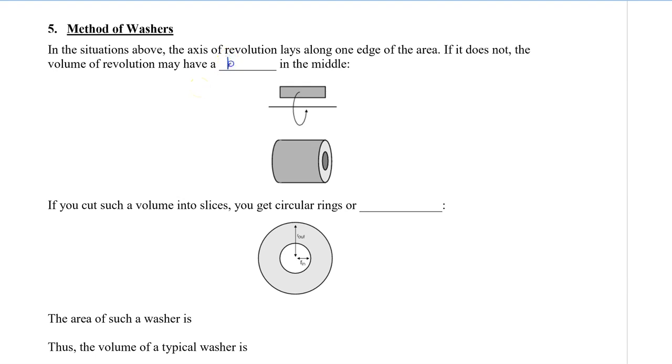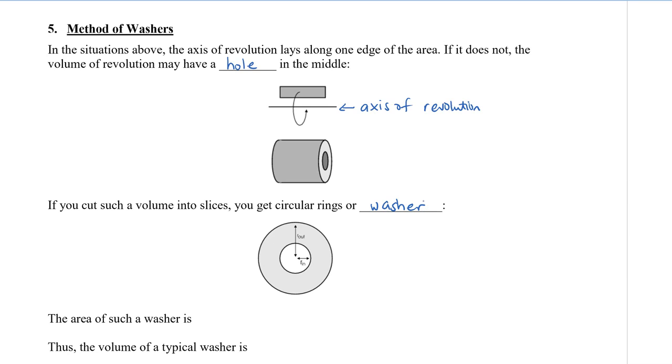hole in the middle. So if you take a look at this example right here, here is my axis of revolution. And then the rectangular piece that I want to rotate is not lying on the axis, but it's above it. So when I rotate it, I get something that looks like this, kind of like a toilet paper roll. Now when I cut a slice of this toilet paper roll, you're going to get a circular ring that looks like this. We often call this a washer.